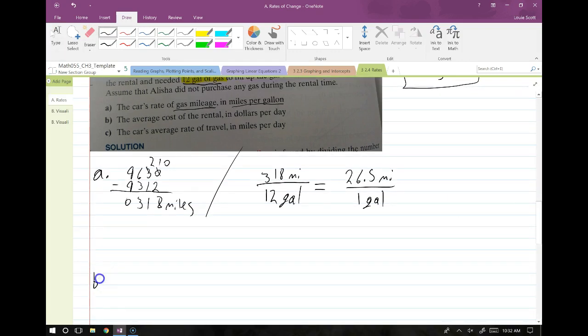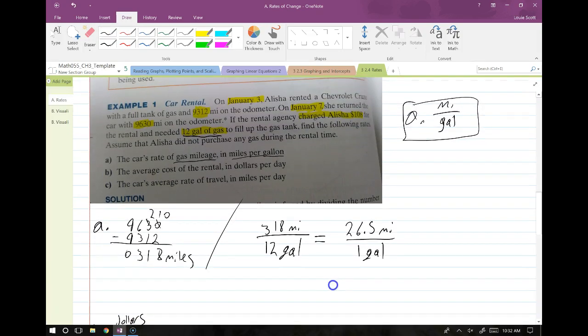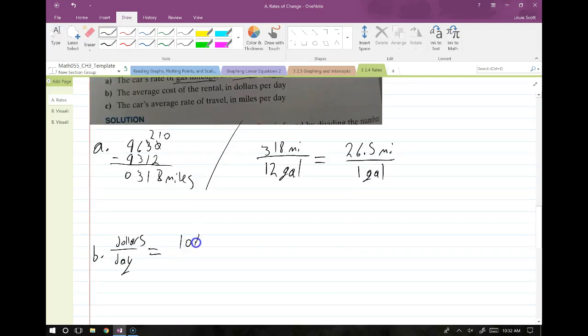So part B. Part B, they ask us for the average cost of the rental in dollars per day. So this is the way they want us to set this up. Dollars over days. Right, that's what the per kind of means. All right, so first of all, let's calculate the dollars. The dollars, we don't need to calculate it. They just told it to us. The dollars were 108.